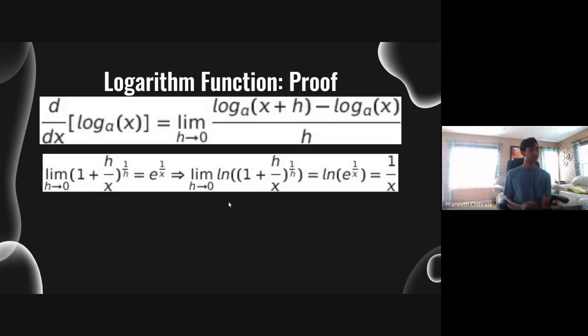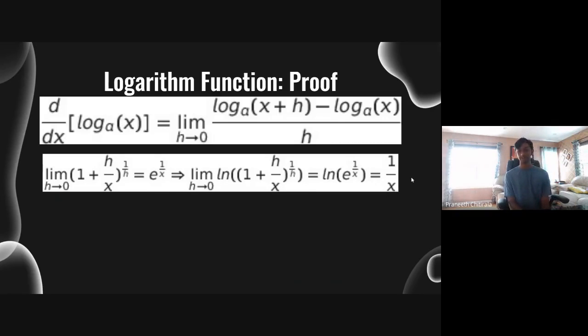Since natural log is continuous for all x greater than 0, we can take the limit of the inside and get e to the 1 over x. And e to the 1 over x is generally continuous, except at x equals 0. So now we can set this limit equal to the natural log of e to the 1 over x, and then we get 1 over x.